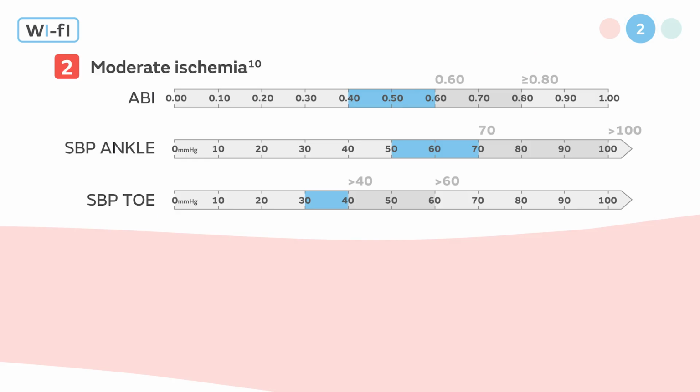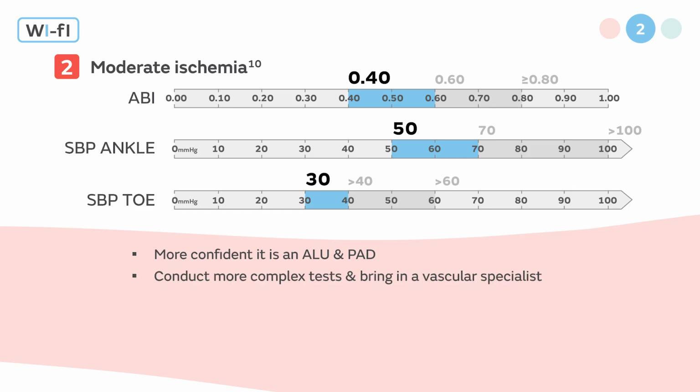2. Grade the ischemia as a 2 if ABI is between 0.4 and 0.59. The ankle SBP is between 50 and 70 millimeters of mercury, and the toe pressure is between 30 and 39 millimeters of mercury. Now we're moving into moderate ischemia, and you can be more confident that the wound is an ALU and that you're dealing with PAD. At this point, you'll want to conduct more complex tests and bring in a vascular specialist. It's highly likely that this patient needs revascularization.